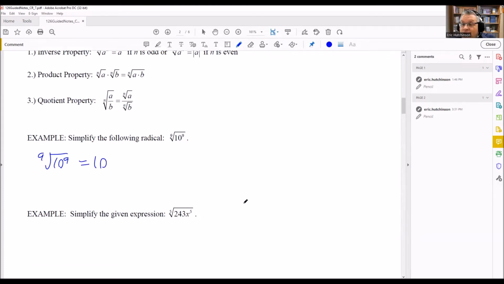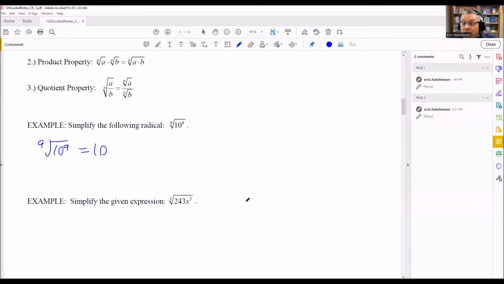For the next one, we're going to apply the product property because we have a combined radical, and I want to separate that into 2 different radicals. I'm going to separate it by doing one with the number 243, and since the other one is a variable, I'm doing that one on its own. So I have the 5th root of a number, and then the 5th root of something with an x in it.